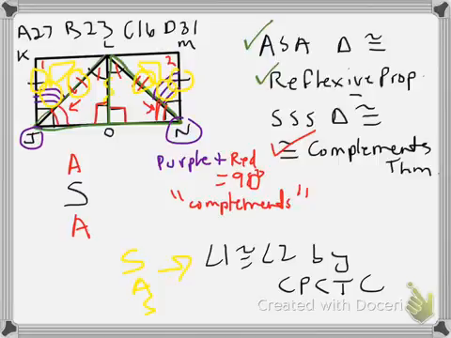What we did not use was this. So this is the one that they want you to choose, because that's the one you are not going to use in this kind of lengthy proof.